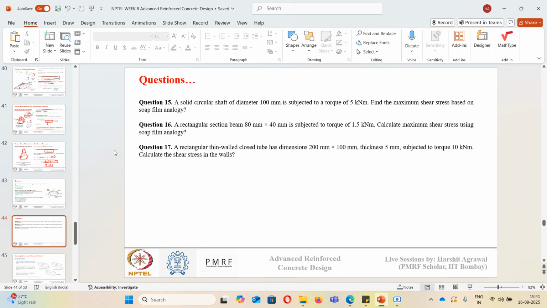If you are not able to solve them, if you are not able to get the value, we'll discuss in the next session. Why I'm pushing here is because we have a complete section where we need to understand how IS 456 takes into account the torsion design, which is more important to us right now.